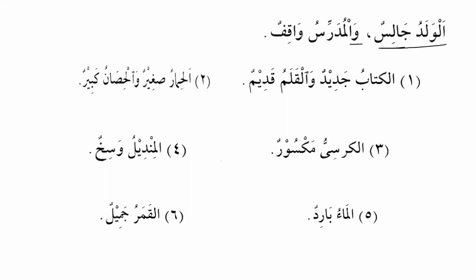Sentence number one, al-waladu jalisun. Sentence number two, al-mudarrisu waqifun. And we want to connect them, so we will connect them with waw, and it means and. Excellent. Similarly, we have al-kitabu jadidun wal-qalamu qadimun. The book is new and the pen is old.